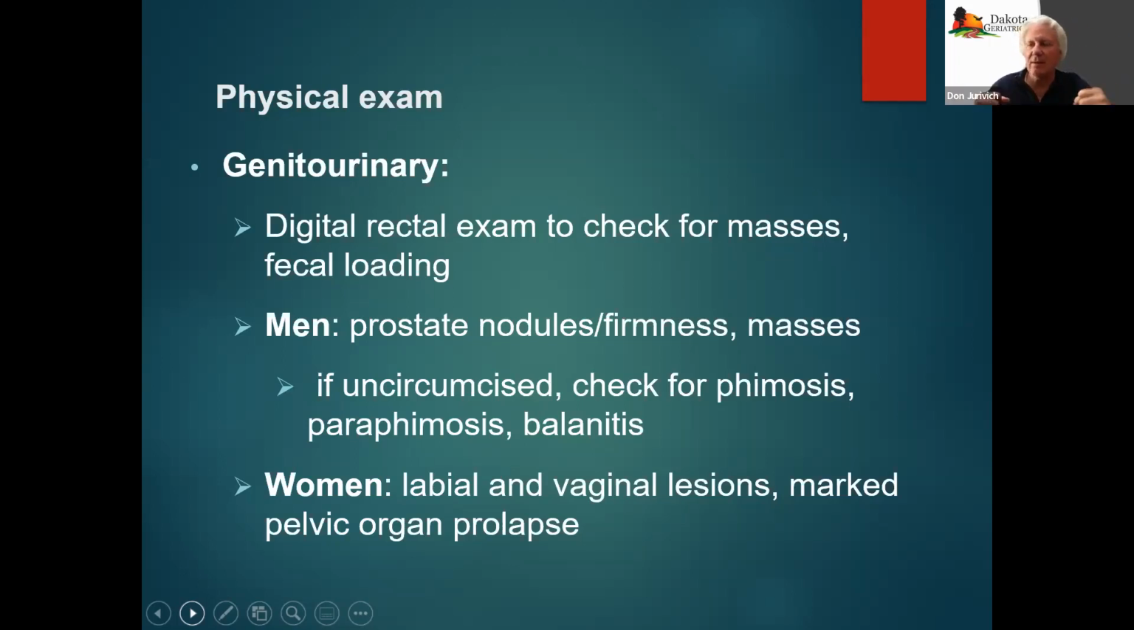So, you have the individual in the gynecologic lithotomy position. You ask them just to bear down, and you watch to see if the vaginal mucosa pushes out between the labial folds or not. Next slide, please.